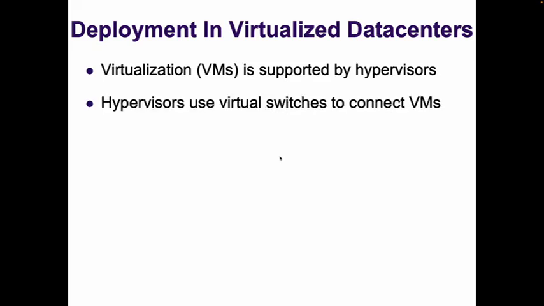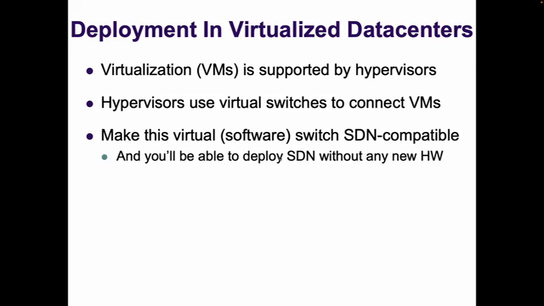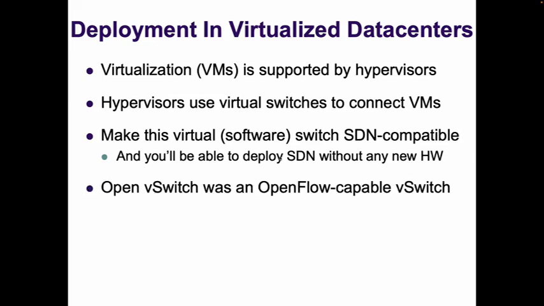Now, if you're in one VM on the same host, talking to another VM on the same host, there's a logical switch, a software switch that you go through. They're called virtual switches. That's what you go through to talk to each other. So you make this virtual switch SDN compatible, meaning you make it support OpenFlow. And if you can do that, you can deploy SDN without touching any hardware. And because this is software that runs on a host, a computational host, you don't even have to talk to the networking team at all. You just talk to the computational team.